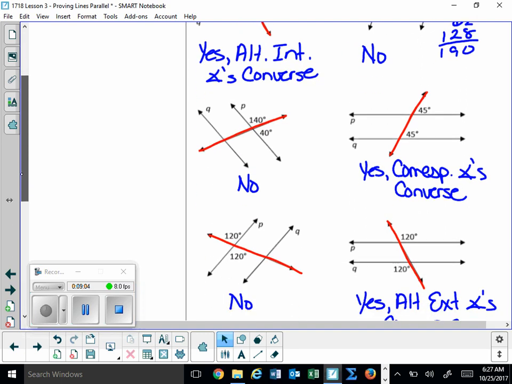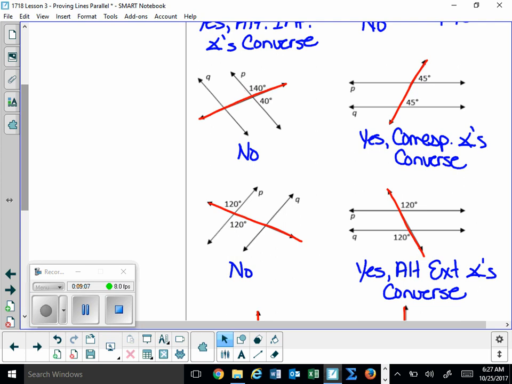Second row, that's a linear pair. Linear pairs do not prove lines parallel. So that was a no. Going across to the right, I have corresponding angles that are equal in measure and therefore congruent. So yes.